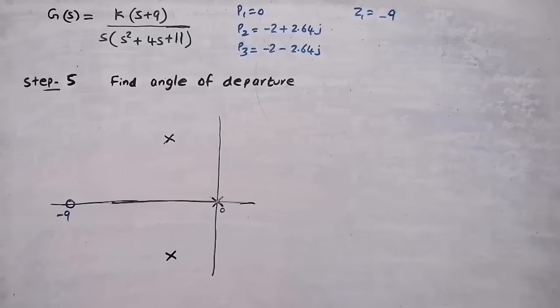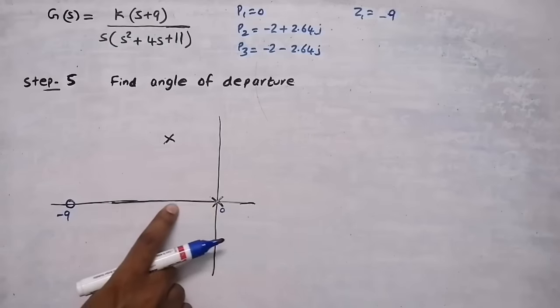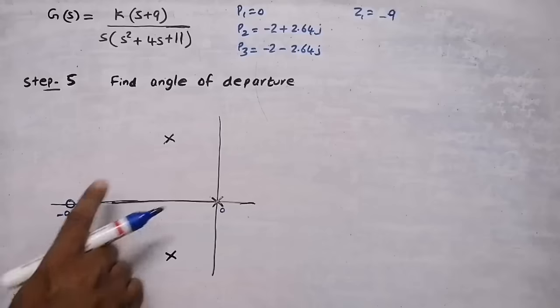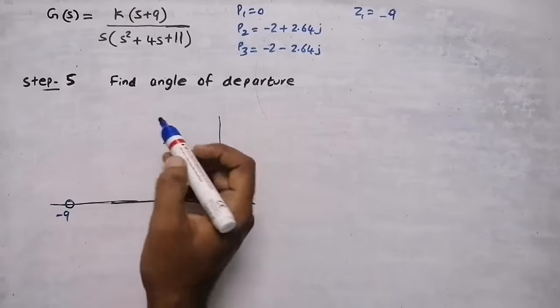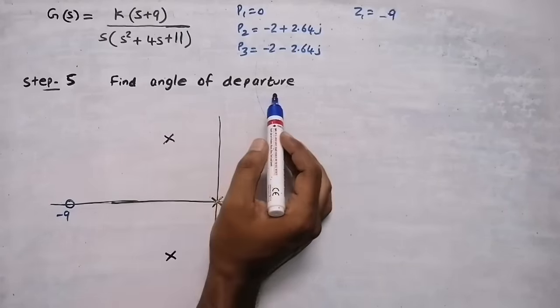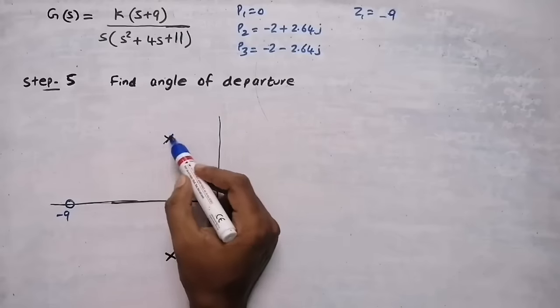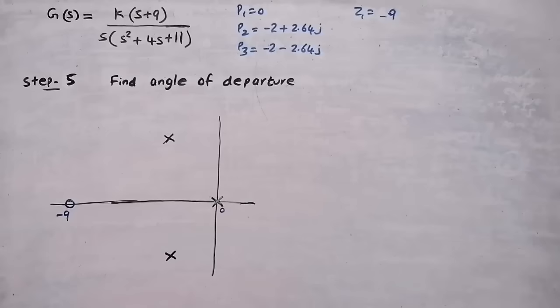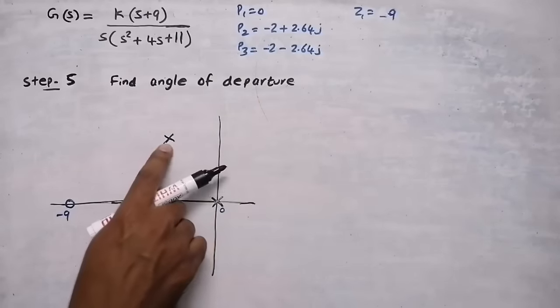We already found the path of this root locus, that is, from this pole the root locus will start and it will end at this zero. But from these two poles, we don't know how the root locus is going to go. For that purpose, we have the angle of departure. We can find by how much degree the root locus is going to turn from this pole. For finding the angle of departure, you need to consider the complex poles. This one and this one are the complex poles.